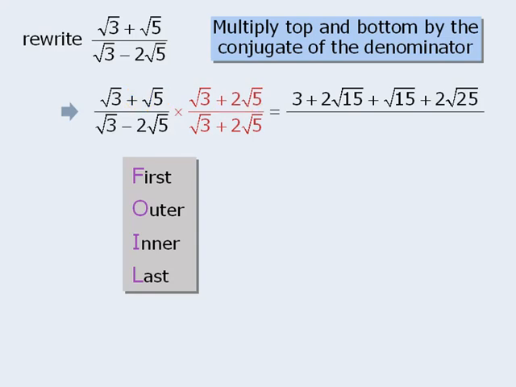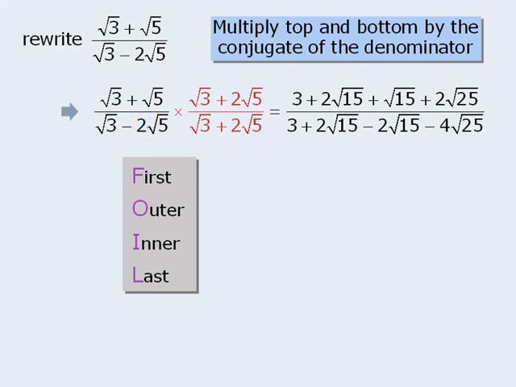Now on to the denominators. When we multiply the first terms, we get root 9, which equals 3. Then we multiply the outer terms to get plus 2 root 15. Then we multiply the inner terms to get negative 2 root 15. And finally, we multiply the last terms to get negative 4 root 25.